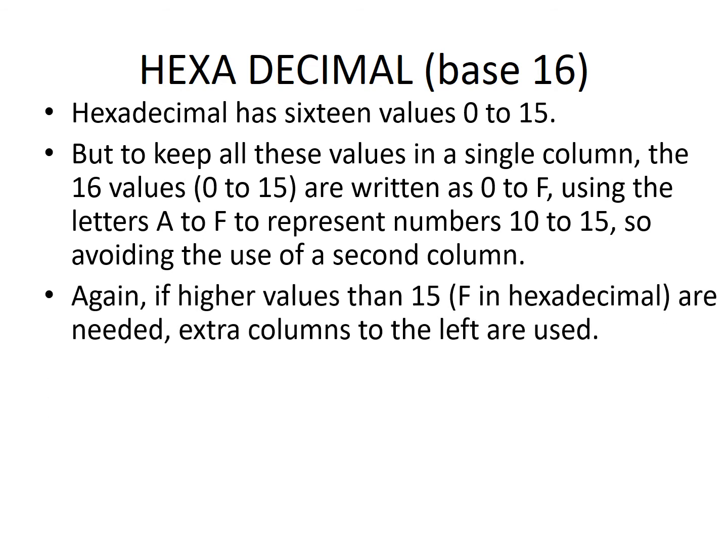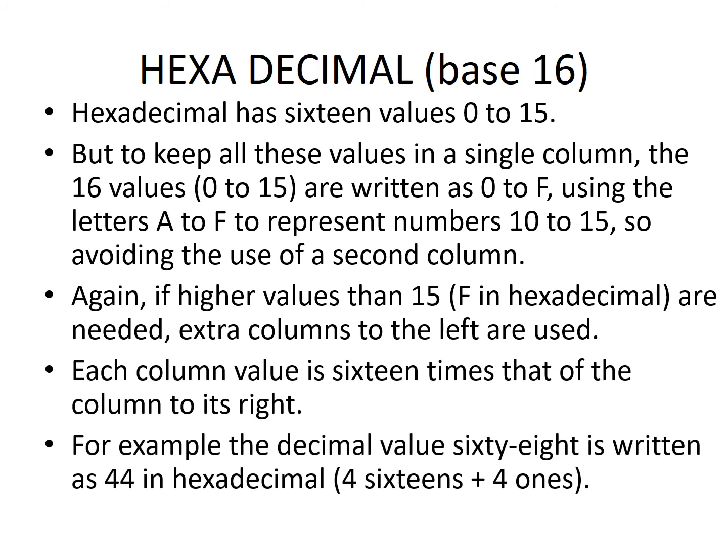After F, what is the next number? After F, the next number is 10. So after 9 it goes A, B, C, D, E, F, then it goes to 10. Then 11, 12, 13, 14, 15, 16, 17, 18, 19. After 19, the next is 1A, 1B, 1C, 1D. Likewise, it will continue. If you write the value 44 in hexadecimal, that means 4 sixteens plus 4 ones.